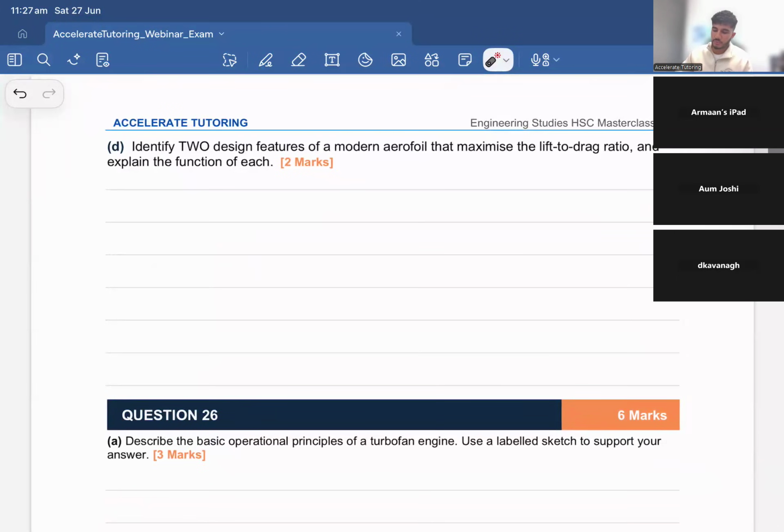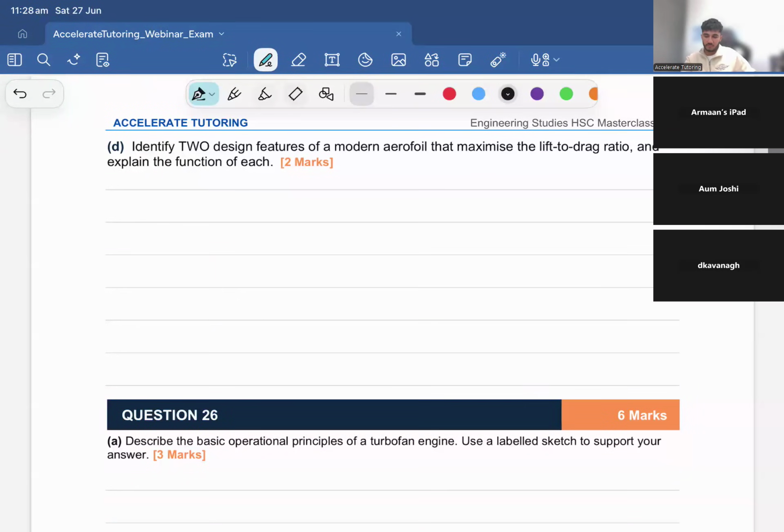D. Identify 2 design features of a modern airfoil that maximize the lift to drag ratio and explain the function of each. This question is slightly more difficult, and I specifically wrote it that way because it's asking specifically for the aerofoil, not the entire wing or other parts of the aircraft itself. You don't have to give me the full detailed answer. Can someone put into the chat or unmute themselves and tell me two or any design features that improve the lift to drag ratio for modern airfoils?